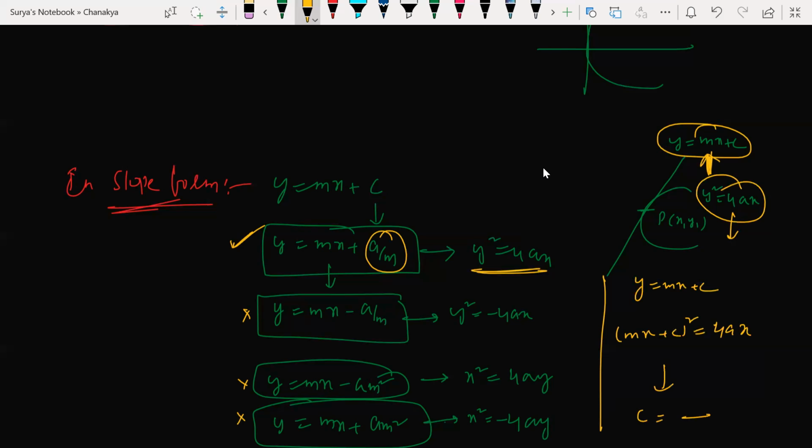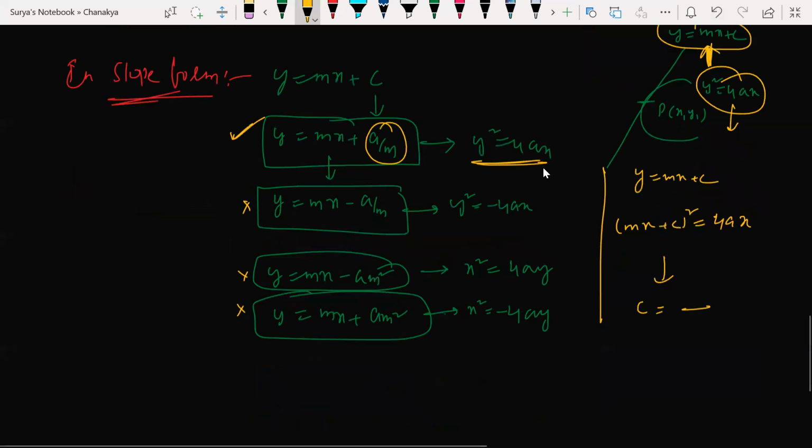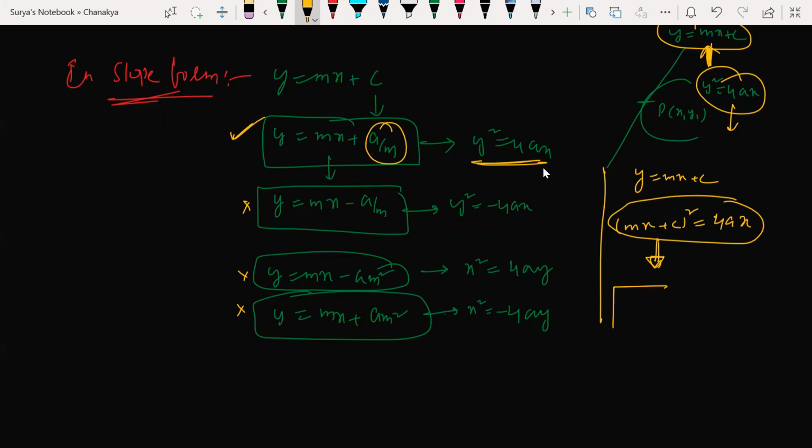How do you get the c value here? Sir, if you keep simplifying, would you get a c value? Not really. When you simplify this, you will get a quadratic equation. If you simplify this full expression, you will get some form in terms of a quadratic equation. So from that, you will be taking the discriminant.